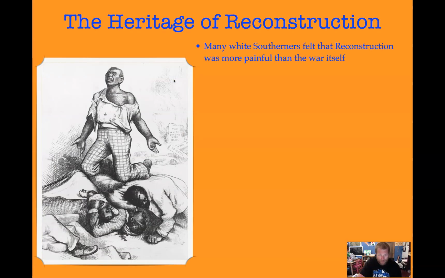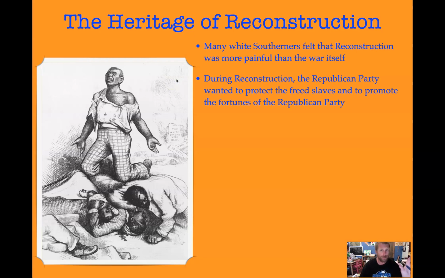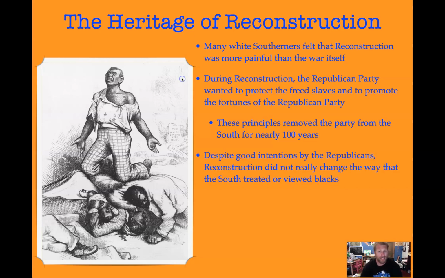So, back to what we've been talking about, the heritage of Reconstruction. It's random, like this chapter added, like, oh hey, look, Alaska, cool. Well, back to Reconstruction. Many white Southerners felt that Reconstruction was actually more painful than the war itself. During Reconstruction, the Republican Party really tried to protect African Americans, to protect those freed slaves, and promote the fortunes of the Republican Party. African Americans voted for the party of Lincoln almost uniformly until the 1930s, until the Great Depression. Then they switched. The principles removed the party from the South for nearly 100 years. It's not until the 60s and 70s that the Republicans returned to win elections in the South.